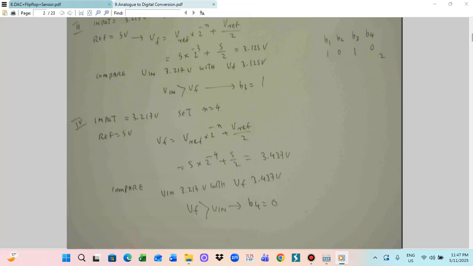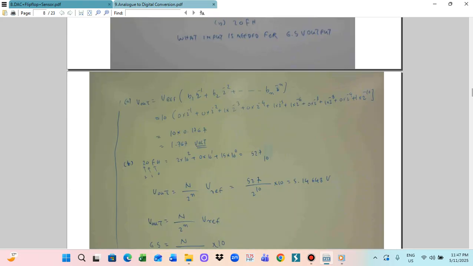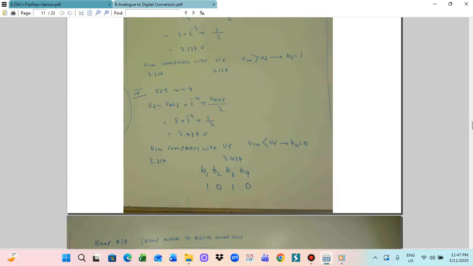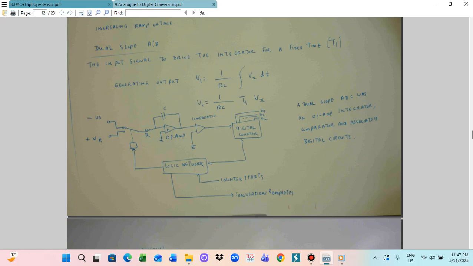In the dual slope analog to digital converter, we utilize the input signal to drive the integrator for a fixed time T1, so that we generate the output voltage V1 equal to 1 by RC integration of V dt. So V1 is 1 by RC multiplied by T1 multiplied by VA. This is for the integrator circuit, which is driven by the input voltage. So we draw the circuit diagram for the dual slope analog to digital converter circuit. The output voltage V1 you can calculate.